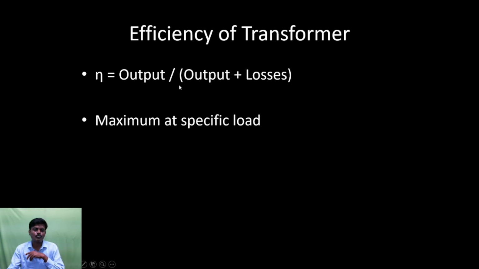Efficiency is equal to output by input. In order to express the input, I am mentioning that it is the output plus losses. Output is nothing but input minus losses, so input is equal to output plus losses. That's why efficiency is output by output plus losses. So this is the efficiency of the transformer, and it is the main parameter while we are considering using transformers wherever we need.